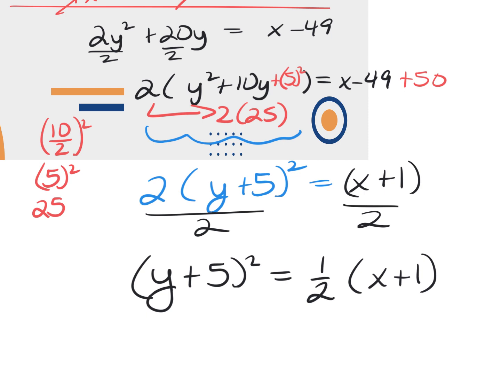When we graph it, it's going to be a C shape opening sideways because it's a y squared. So then you would now find the vertex, the p-value, and use that p-value to find the focus and the directrix. How did we get a half? Because you divide by 2. Divide by 2 is the same thing as multiply by 1/2.